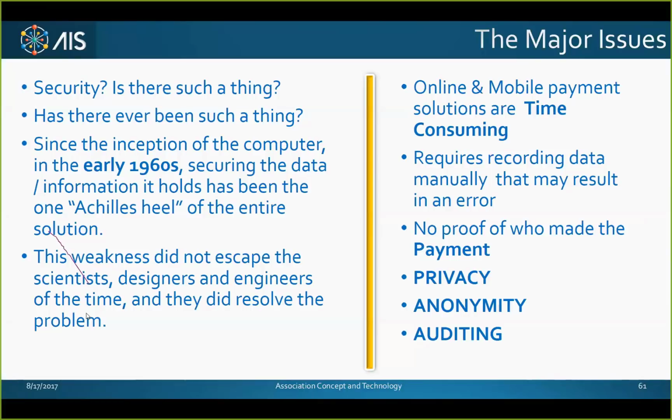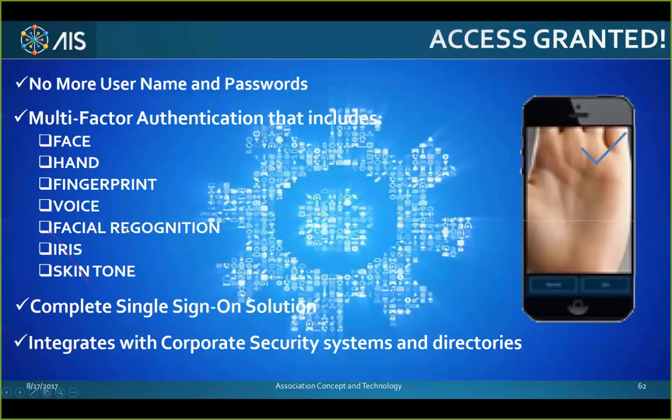And of course, privacy is the biggest issue, anonymity another, auditing another. This is all solved by biometrics and association combined. We partner with Innovate in Israel, and together they've created for us a solution which defies most other biometric solutions, in fact all biometric solutions on the planet. You don't need a username and password anymore. You can have one if you want one, but you don't require one. The multi-factor authentication includes the face, your hand, your voice, facial recognition, your iris, your skin tone, and actually a couple of other things that we don't talk about, and provides a complete single sign-on solution.